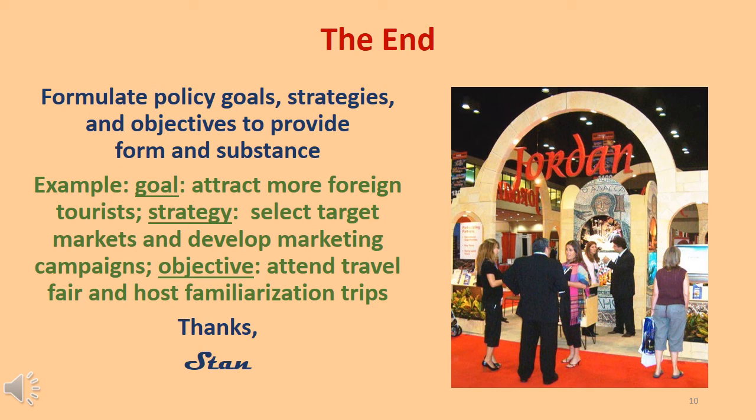Once tourism policy is in place, various policy goals, strategies, and objectives are formulated to provide planners with some form and substance. An example would be the goal of attracting more foreign tourists. The strategy would be to select target markets in certain parts of the world and develop marketing campaigns for each of them. And among the many objectives would be attend a travel fair in each source market and host a familiarization trip from each source market.